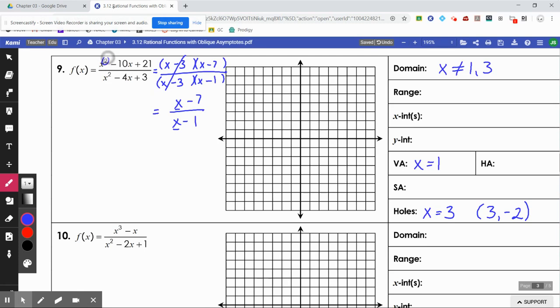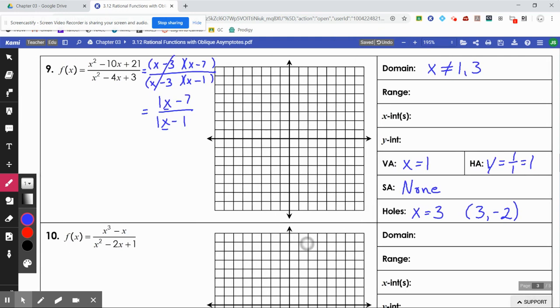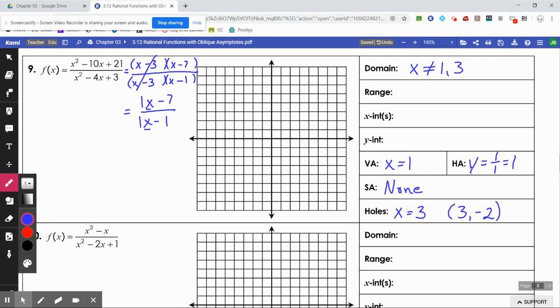Again, look at the degrees. Second degree on top and bottom, or you could look over here, first degree on top and bottom. The degrees are the same. Anytime the degree on the top and the bottom is the same, you look at your leading coefficient. If you look here or the other place, the leading coefficients on top and bottom are 1, so you will have a horizontal asymptote of y equals 1 over 1 or simply y equals 1. So therefore, you will not have a slanted asymptote here. Let's go ahead and plot our vertical asymptote, our horizontal asymptote, and our hole on our graph.